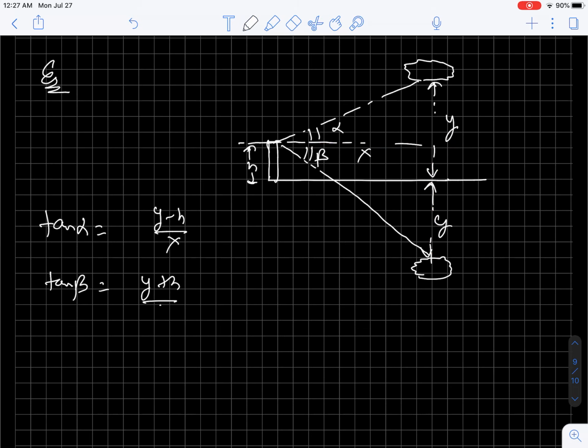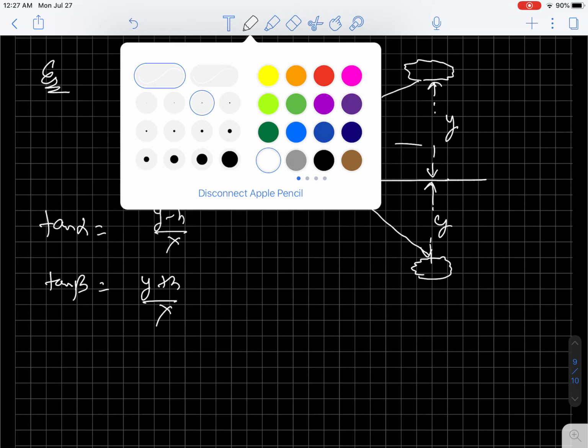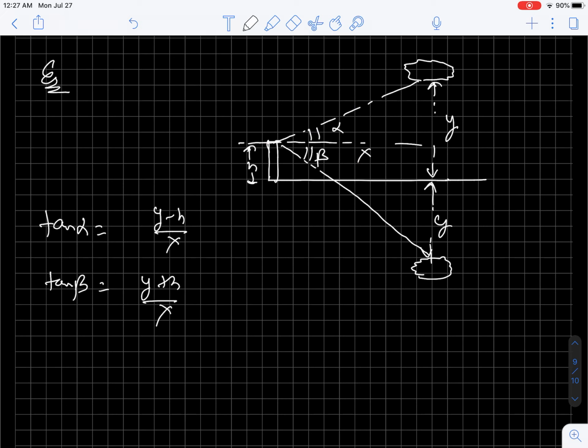Okay, now you are interested in only y, and they didn't give any idea about x. You don't need x, and we can find the value of y. If we divide them, we will get tan alpha by tan beta as y minus h divided by y plus h. So, y plus h tan alpha is equal to y minus h tan beta.